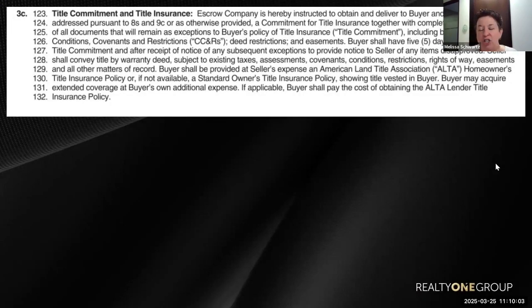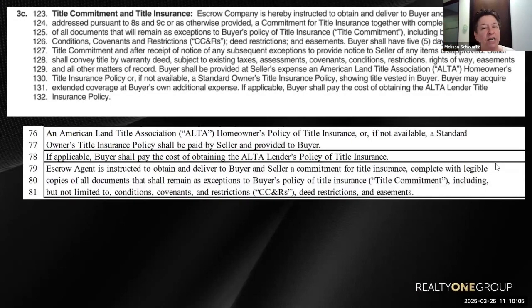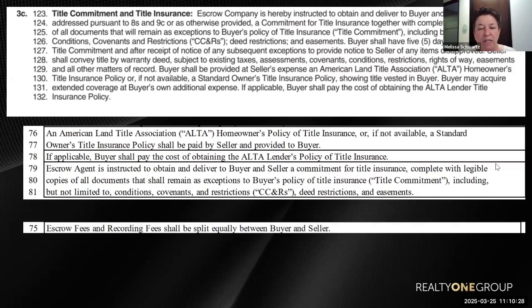All right. Title commitment, title insurance, lovely little section. So maybe Roberta, you can tell, is there a difference between the ALTA policy that is stated on this bottom one? It says on line 129, American Land Title Association. If applicable, buyers shall pay the cost of obtaining it. I think it says it up above as well, buyer's own additional expense.